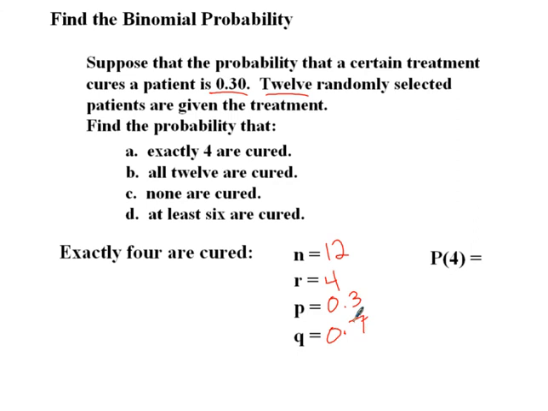You could run that through your formula, but I'm just going to open up the back of the book and I'm going to look at that table. Yeah, so I'm going to go to the column that's got 0.3. I'm going to find the grouping of 12, cross-reference that with 0.3. I found for R is equal to 4, 0.231. Okay.